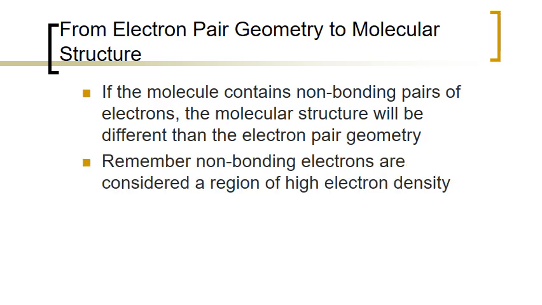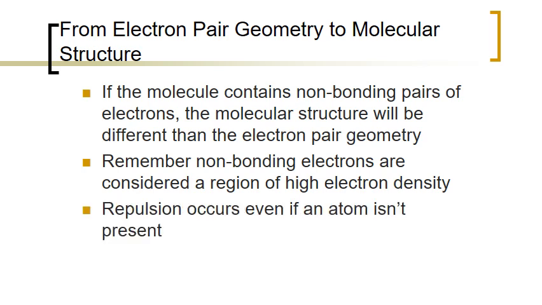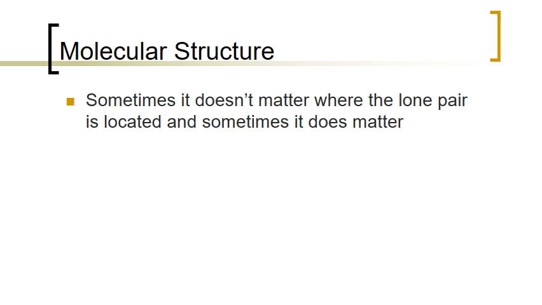Remember, non-bonding electrons are still considered a region of high electron density. They repel, just like single, double, and triple bonds. So repulsion occurs even if there's not an atom there. The repulsion is from the electrons. So sometimes it doesn't matter where the lone pair is located, but sometimes it does. We'll go through these individual structures so you can see.